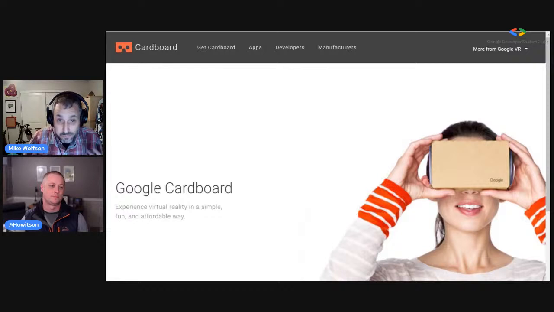Worth mentioning that people use cardboard and it can actually become real products, right? Google Cardboard started as a prototype where they were trying to figure out how they could create some VR goggles on the cheap, and it became a real product.